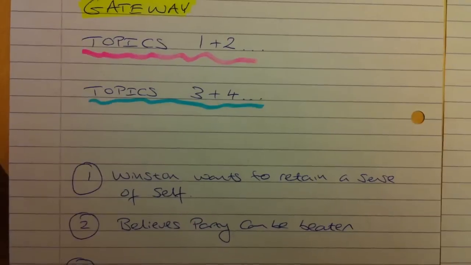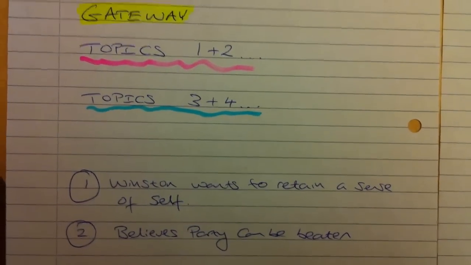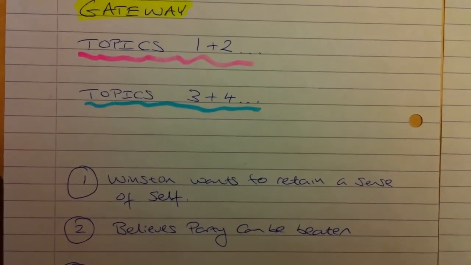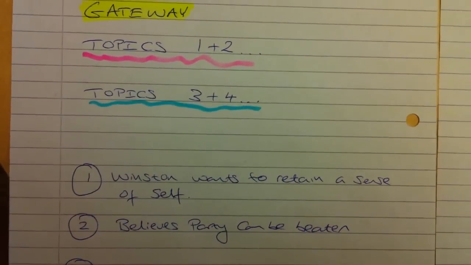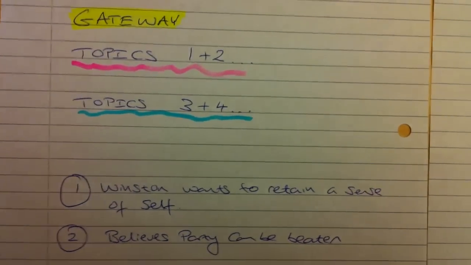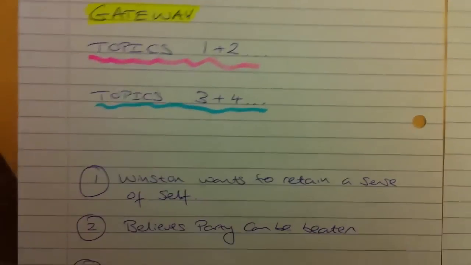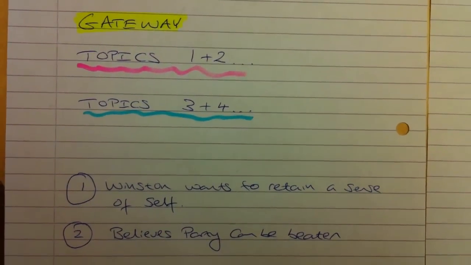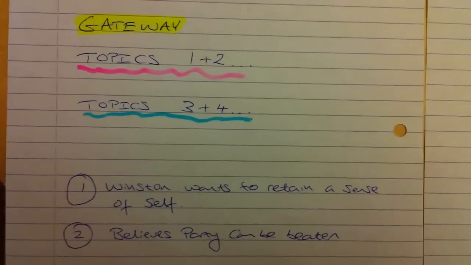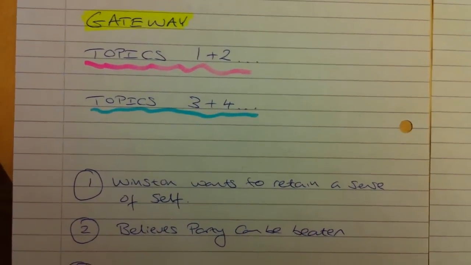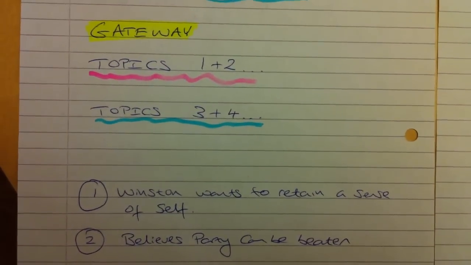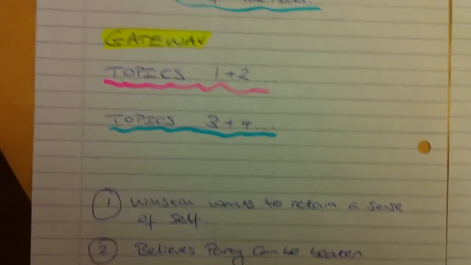Another way that he is slightly different from others, another thing that is important in his situation is that he's alone in believing that the party can actually be beaten. So those are 2 possible topics that I could focus on. Winston wants to retain a sense of self and he believes the party can be beaten. So then I can focus on topics 3 and 4.